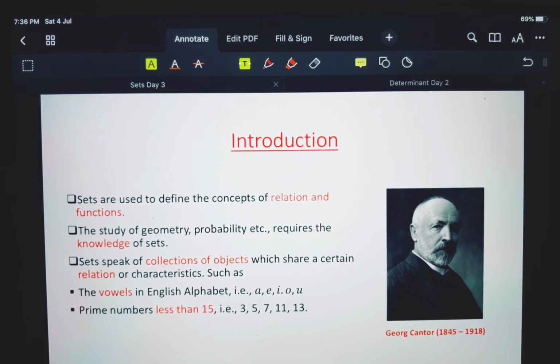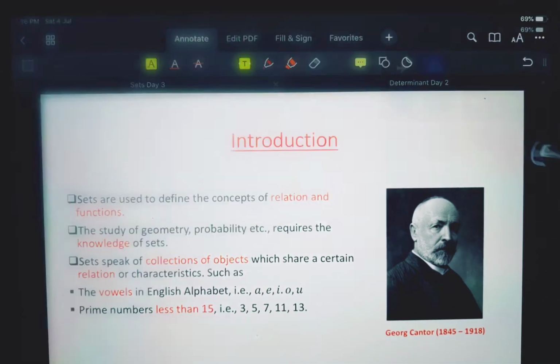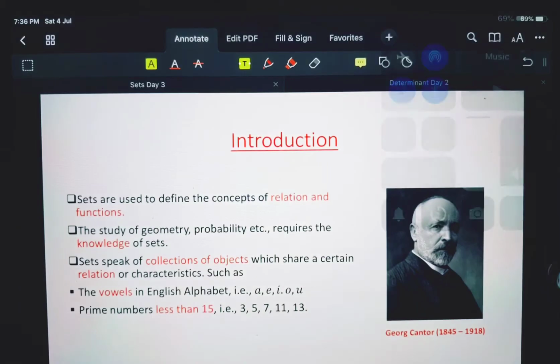A collection of objects. Now here we say a set of vowels in the English alphabet. So A, E, I, O, U. When we are talking about vowels, A, E, I, O, U, they are what? Vowels of the English alphabet, right? So they form a set. Understood? Clear?